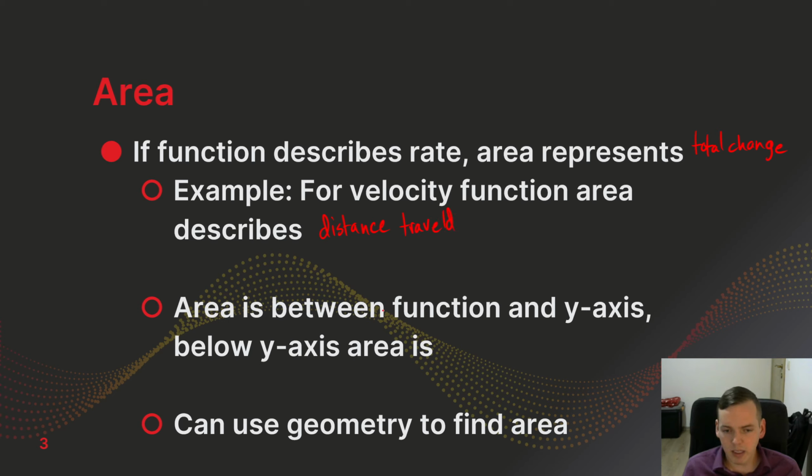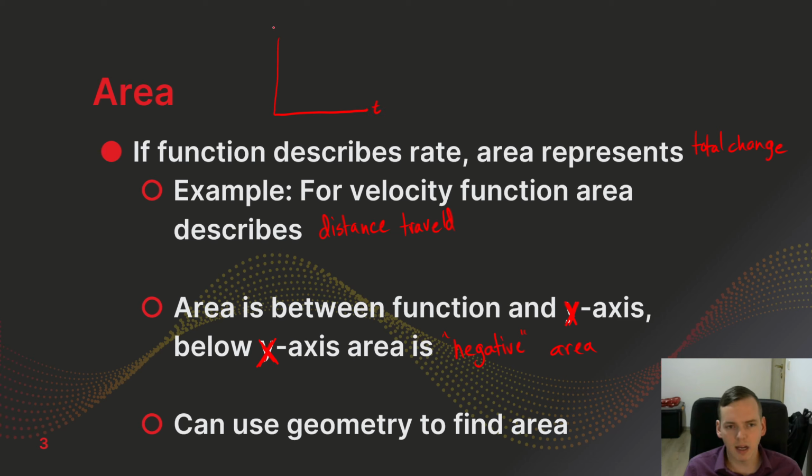The area is always calculated between the y-axis, the function, and the x-axis. That's a mistake. That should be the x-axis, and so therefore the area below the x-axis is negative area. And you can use the geometry to find that area. So let's go to a quick example here.